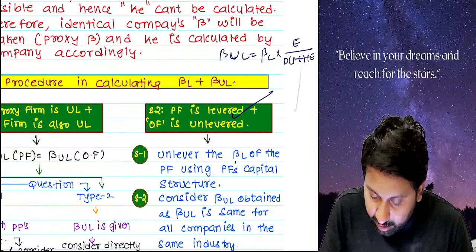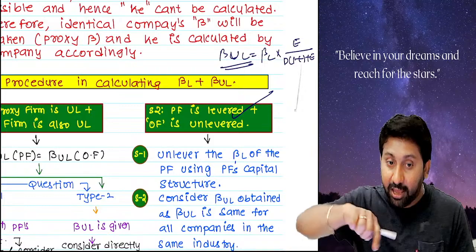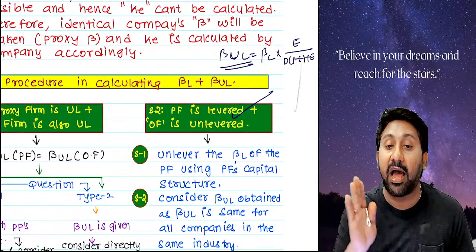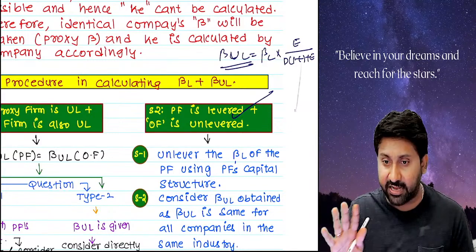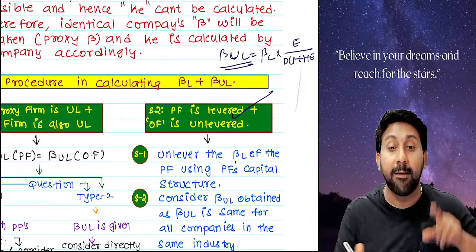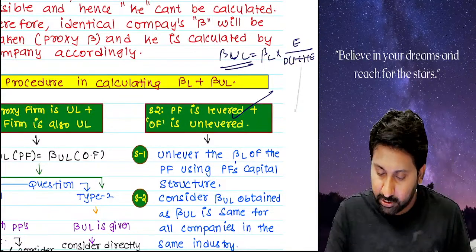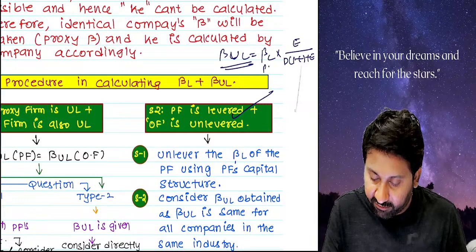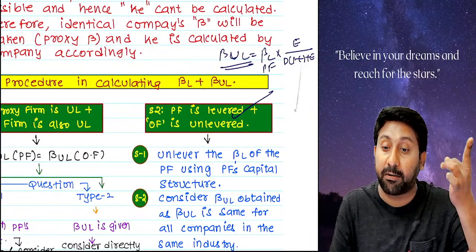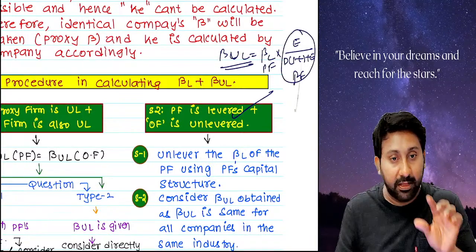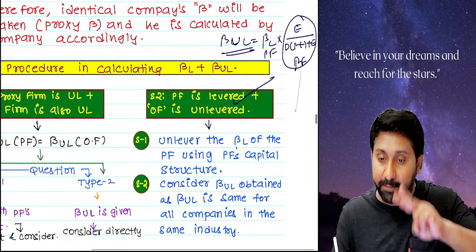Tell me, we are calculating what? Beta unlevered. Beta unlevered of which company? Not one company. The entire industry will have one unlevered beta. Unlevered beta means there is no debt, no finance risk. Which risk will be there? Business risk. Business risk of all the companies in the same industry will be the same. So beta unlevered equals beta levered of the proxy firm into E by D plus E. E means proportion of equity, D proportion of debt, of which company? Proxy firm. They will give the proportion of equity and debt in the question. So, using this formula, calculate beta unlevered.